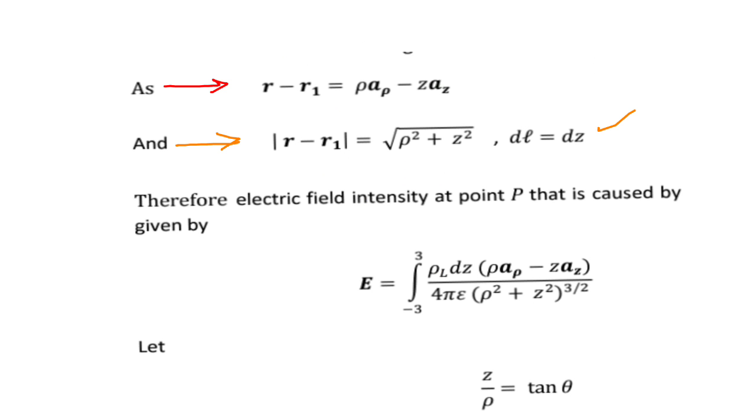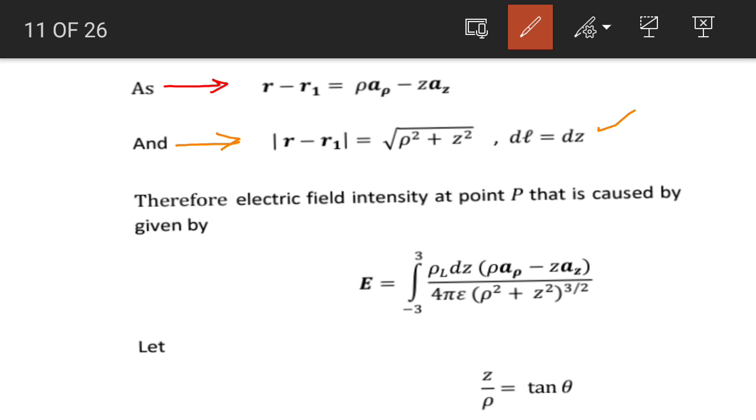If we put the values in this particular equation, we have rho L, we replace dl by dz, and then we replace r minus r1 by rho a rho minus z a z, and this is the magnitude of the distance vector raised to power 3, which is rho square plus z square raised to power 3 by 2. So we assume that z by rho is tangent theta.